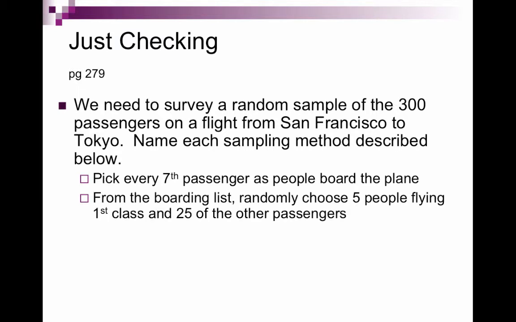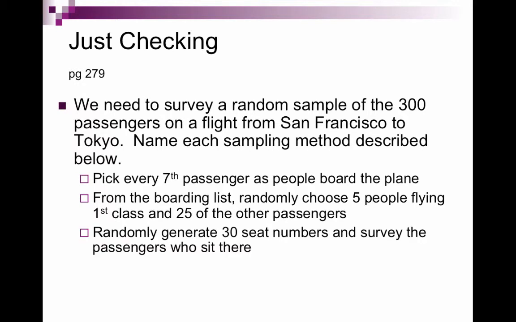From the boarding list, you choose 5 people flying first class and then 25 of the other passengers. In this case, the method here is stratified. You broke it apart based off of a specific characteristic, in this case, the type of ticket. You randomly generate 30 seat numbers and survey the passengers who sit there. This is a simple random sample. Everybody had an equal chance of being selected, and then you pick 30 of them.